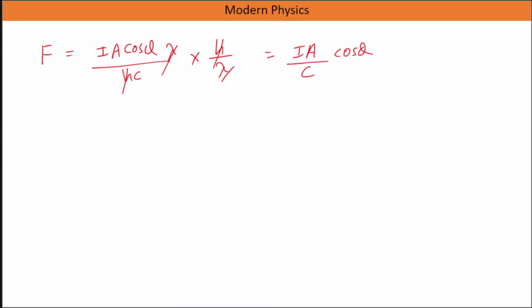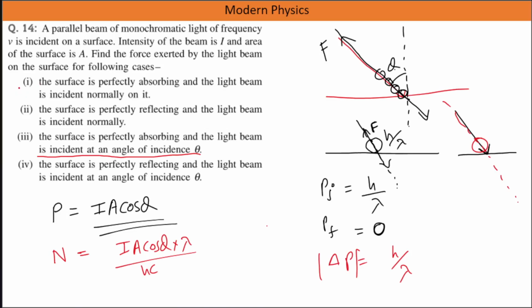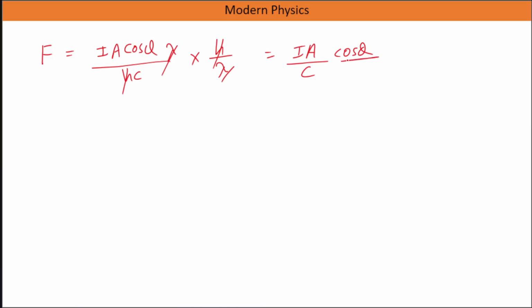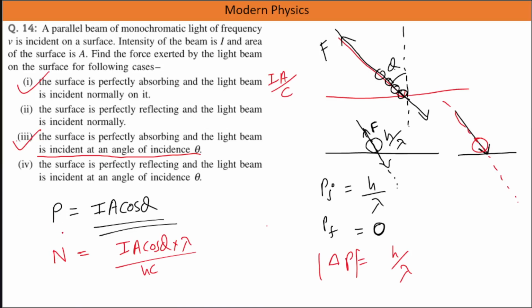So recall the first question. What answer came in the first one? I A by C. This was also the case of absorption, right? And this is also the case of absorption, but here the angle, I mean light is not normally incident, it is making an angle theta with the normal, and because of that theta factor coming in, this cos theta term is coming. Where did this come from? This is coming from calculation of energy of light falling per second. Okay? So from here you should be clear about this.